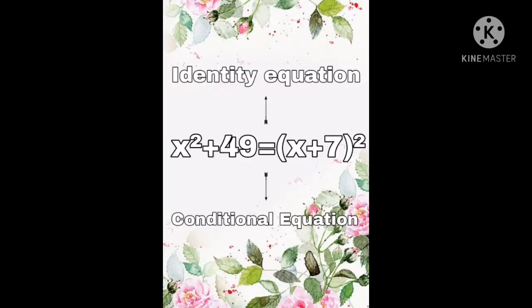The example equation that we had is x squared plus 49 is equal to x plus 7 squared. By inspection, the left side of the equation is not algebraically equal to the right side. However, there are values of the variable that will make this equation true, but some values will not satisfy this equation. We can say that the given equation is true on the condition that x is equal to 0.